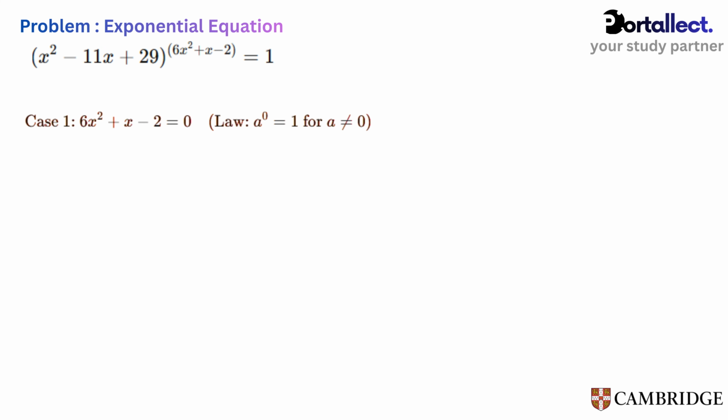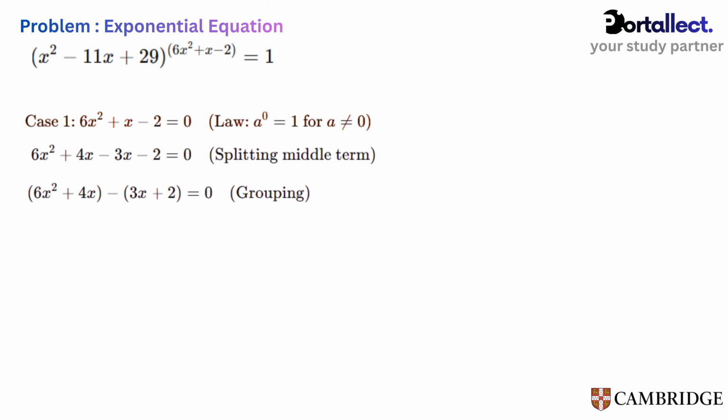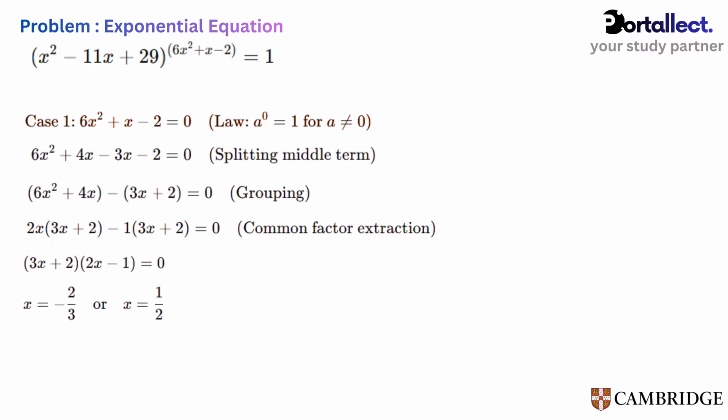We split the middle term. 6x squared plus 4x minus 3x minus 2 equals 0. Now we group the terms. 6x squared plus 4x minus the quantity 3x plus 2 equals 0. Next, we factor each group. 2x multiplied by the quantity 3x plus 2 minus 1 multiplied by the quantity 3x plus 2 equals 0. Now we factor out the common binomial factor. The quantity 3x plus 2 multiplied by the quantity 2x minus 1 equals 0.